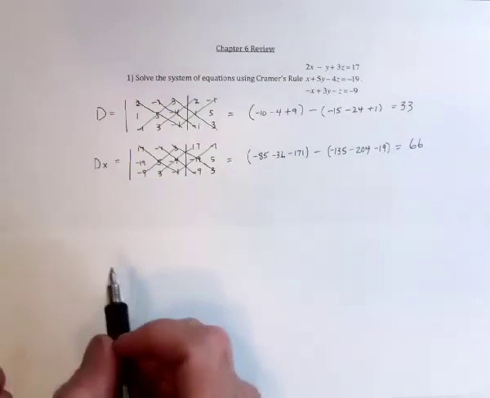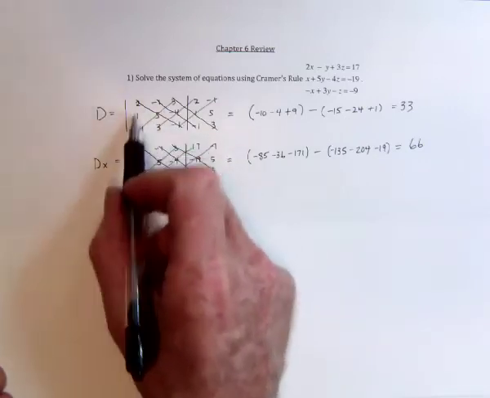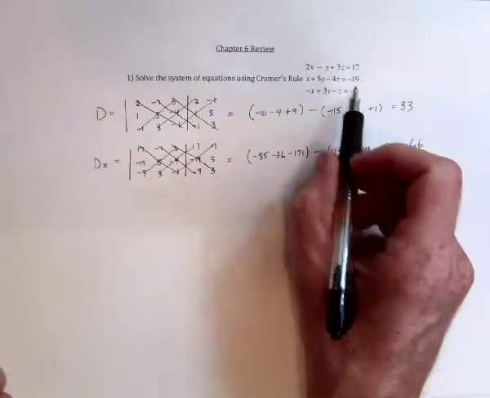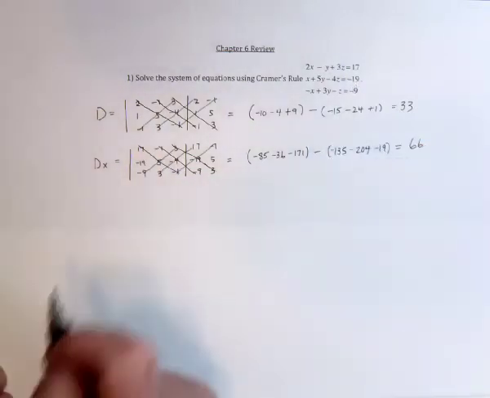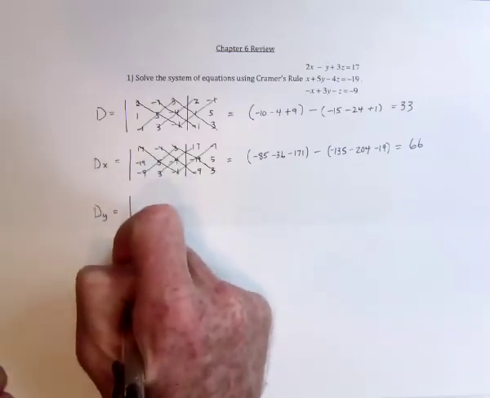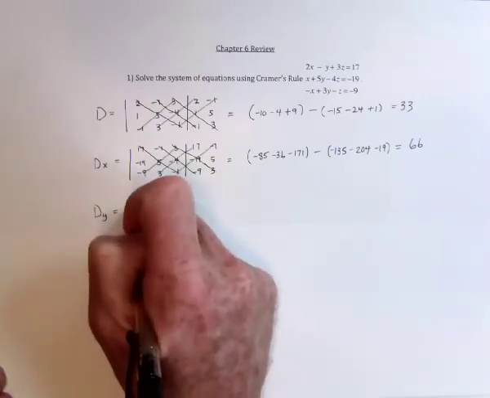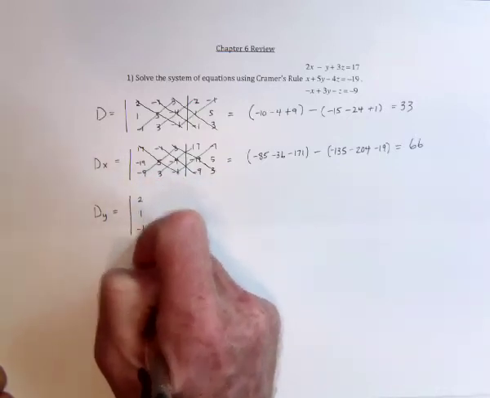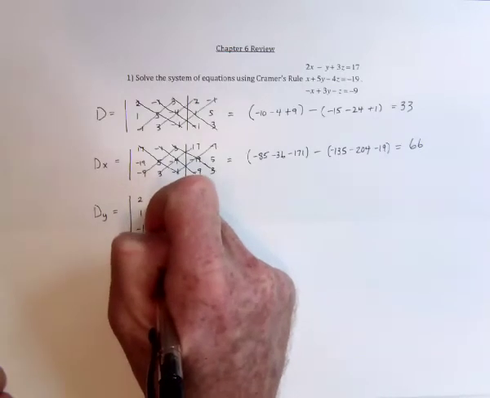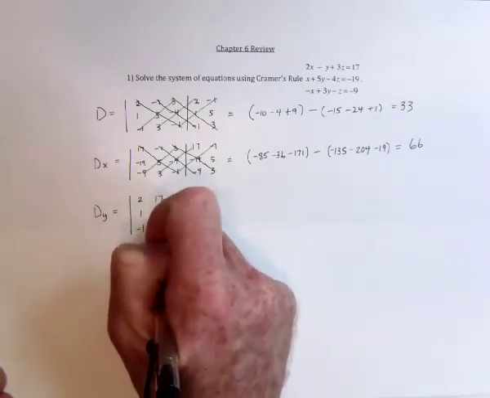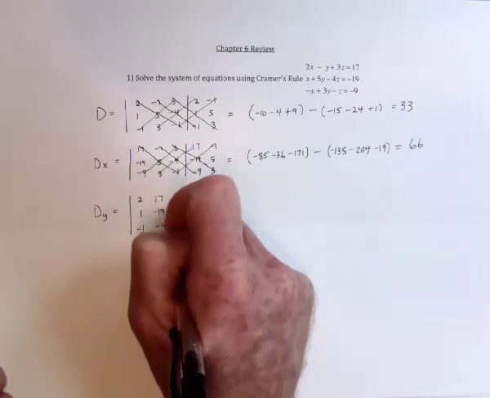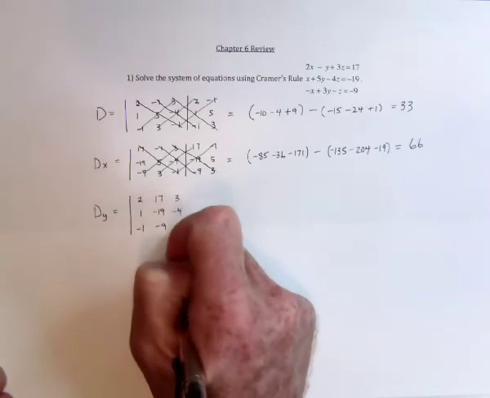Alright, now we do the same thing with the y's. So if you look at this matrix, we're now going to replace this middle column with the constants 17, -19, -9, and that's called dy. So 2, 1, and -1 for the x's, that goes back, and then the y's need to be changed. And the z's are 3, -4, and -1.